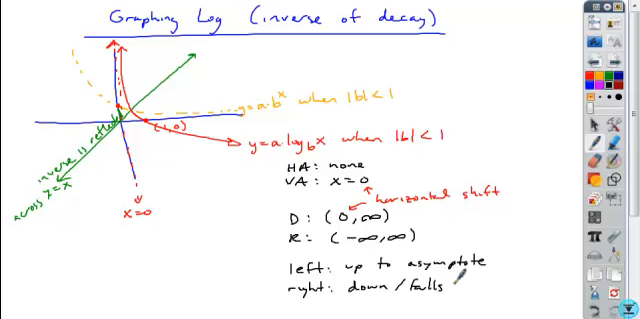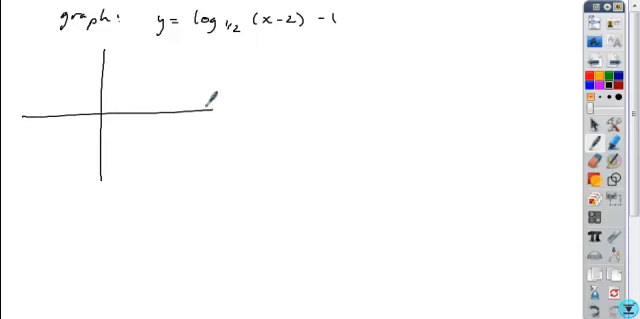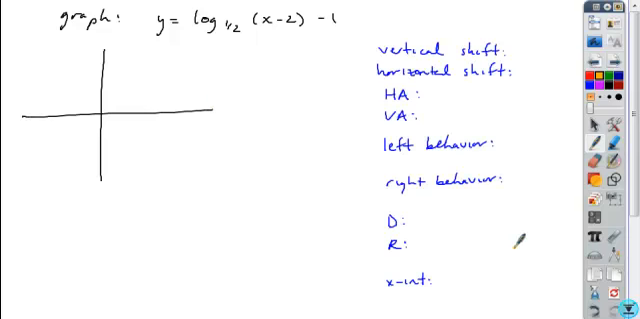All right, so we have one last example. All of the rules that we just saw apply to this, except now the parent function looks like this red graph. But I want you to take a few minutes and see, can you identify the graph of the following function, please? Even if you're not done, I'm going to go ahead and start talking through here.